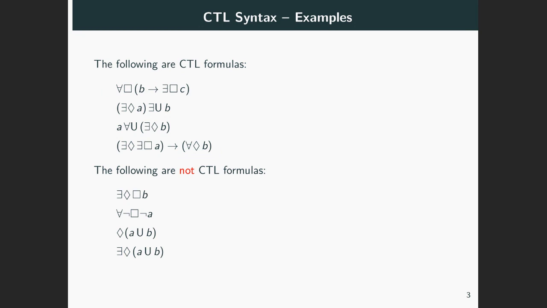So the following are not correct CTL formulas. This one, let me use red, is not correct because we can't have a separate always. This one is not correct because we can't have a separate for all, and also we can't have a separate always. This one is not correct because we cannot have a separate eventually, and also we can't have a separate until. And this one is not correct because we can't have a separate until.